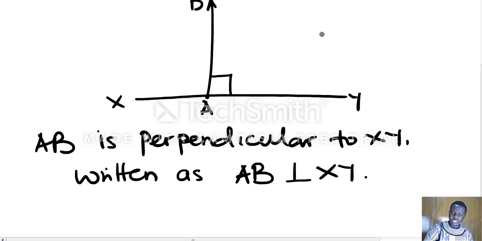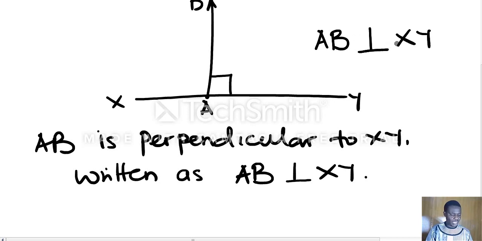So whenever you see an abbreviation like this or in this form, it means they are trying to describe the perpendicular lines AB and XY.